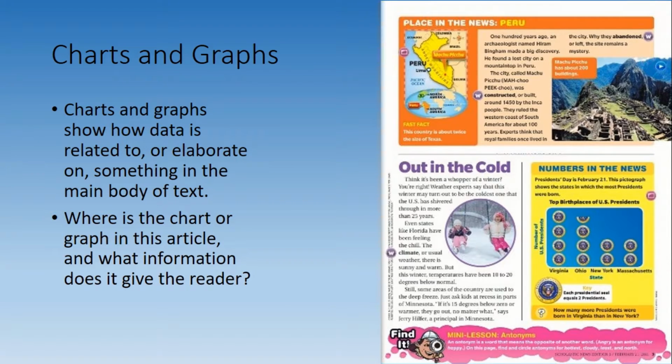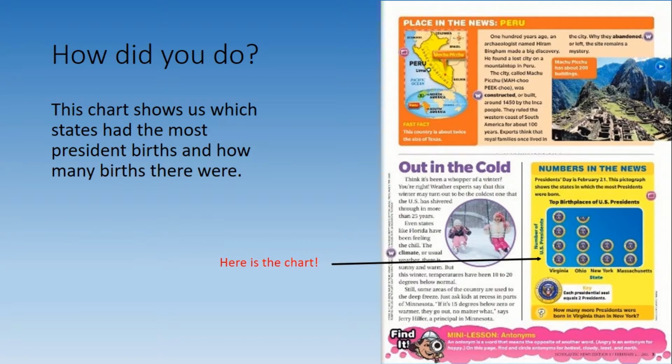Okay, let's see how you did. So I have an arrow pointing to the chart here. This chart says top birthplaces of U.S. presidents. It has states down here, and it has the number of U.S. presidents right here. If we read up here, it says this pictograph shows the states in which most presidents were born. So we know that this chart shows us which states had the most president births and how many births were there.